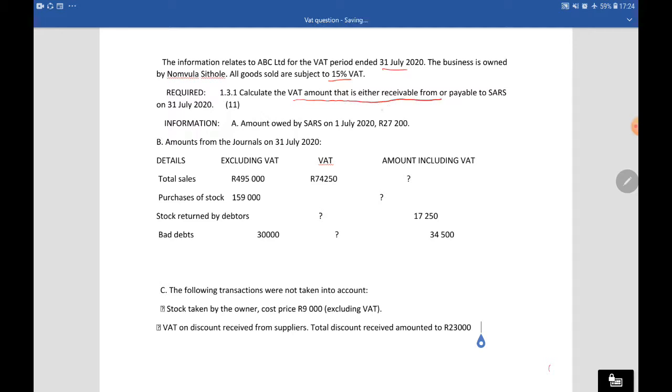We know that if it's receivable, your balance will be on the debit side of the VAT control account and it will be a VAT input balance. And if it's payable, it will be a credit balance, a VAT output balance payable to SARS on 31 July 2020, 11 marks.